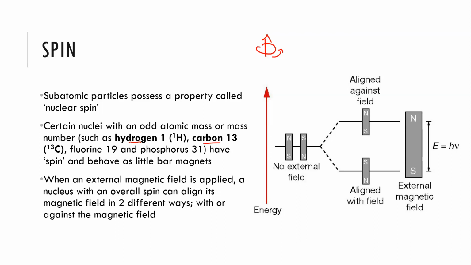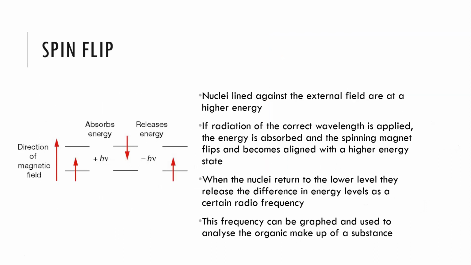If they line against the field, it's like a fish swimming upstream, okay? It's going to take more energy. So when they align against the field, this is the high energy orientation, and when they are aligned with the field, so when they're going with the flow, this is the low energy. There is a difference in energy, and we can make them transition from one to the other. This is what we call a spin flip.